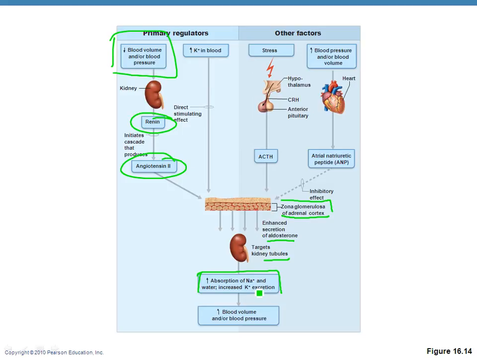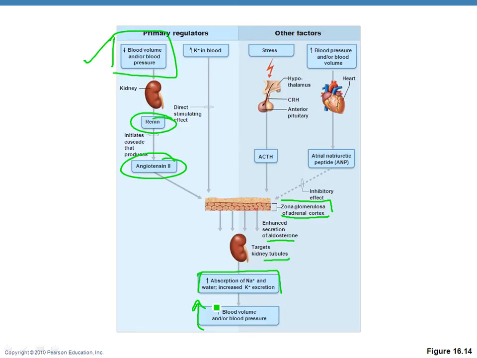So what did we want the overall process to do? If we had low blood volume, what happens if we keep more water instead of excreting it? Well, hopefully you got it right that the blood volume is going to go up. So pretty much this is a basic mechanism for retaining fluid or retaining water, and that's what aldosterone does.